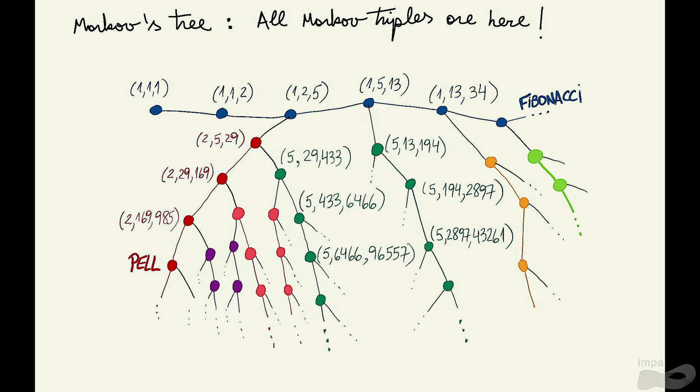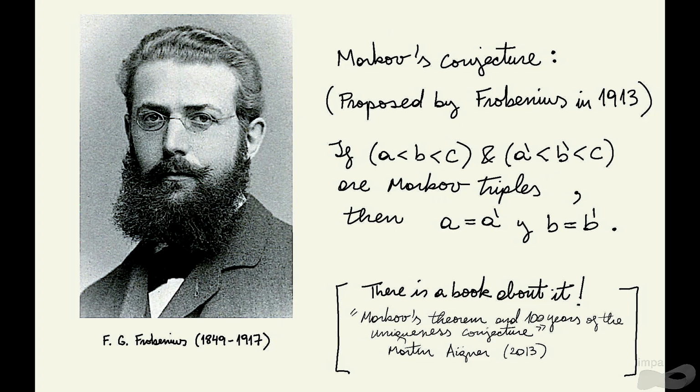Okay? So now I will talk about the Markov conjecture, which is not due to Markov, but to Frobenius. It's actually called the Frobenius uniqueness conjecture. In 1913, he proposed the following conjecture. If you have 2 Markov triples where the biggest is the same, then the others have to be the same too. So the biggest Markov number determines the other 2. That's simple.